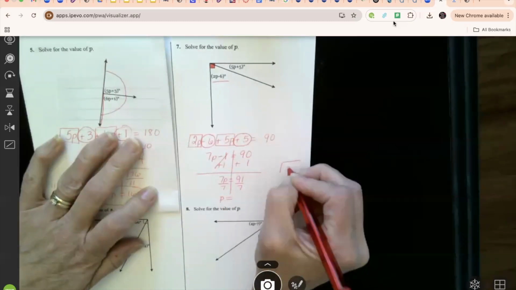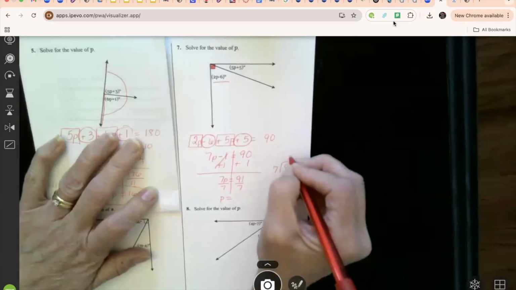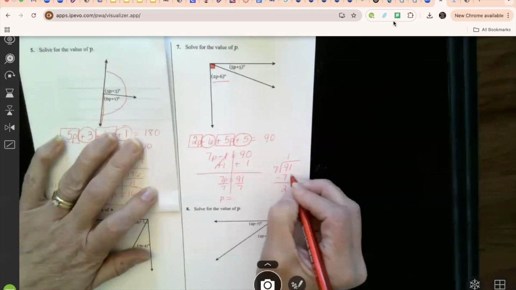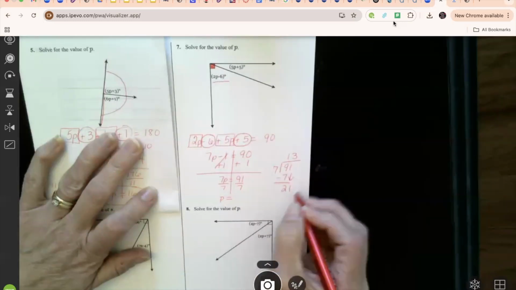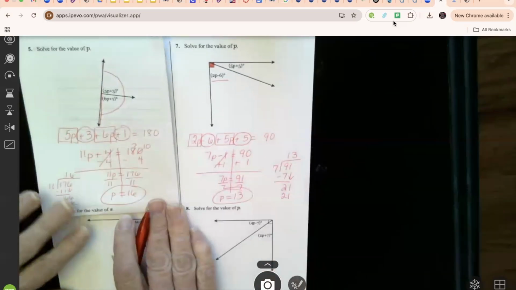Now I'm going to divide both sides by 7. Let's see, I'm not sure what 91 divided by 7 is, so I'll do long division. 7 goes into 9 one time. 7 times 1 is 7. 9 minus 7 is 2. Bring down the 1. 7 goes into 21 3 times. So p equals 13.